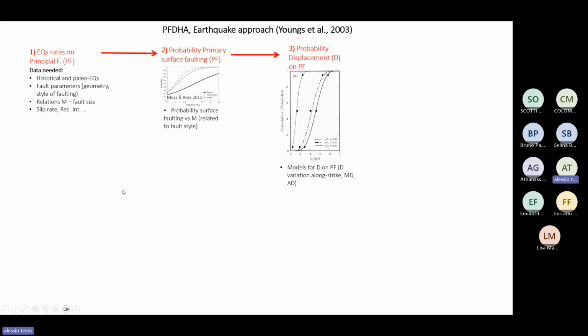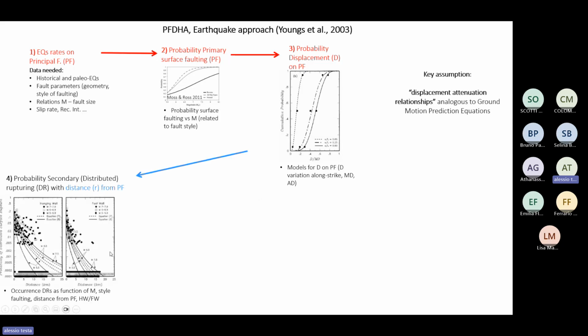Then for the earthquakes producing surface faulting, we have to estimate the displacement on the principal fault. But if the site is at a certain distance from the principal faulting, we have to determine the hazard from distributed faulting. So first we have to estimate the probability of having distributed faulting, which is a function of the magnitude, the style of faulting, the distance from the principal fault, and the location in the hanging wall or in the footwall.